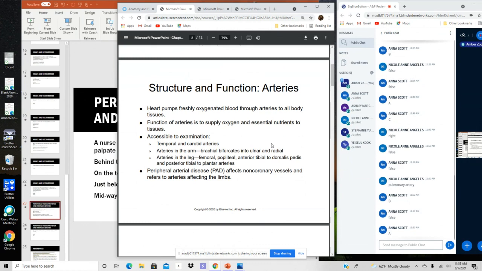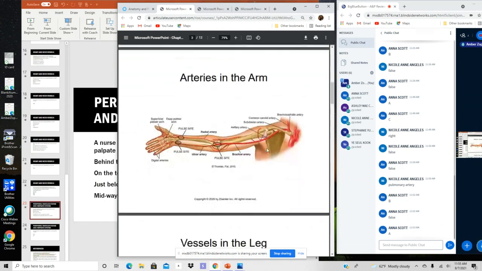Okay, so periphery means away from the center, arteries. So periphery is the limbs that are affected by arterial disease. And remember, periphery is away from the center. So this disease affects the limbs. Okay? This is just going over the arteries in the arm. That's what this picture is showing.